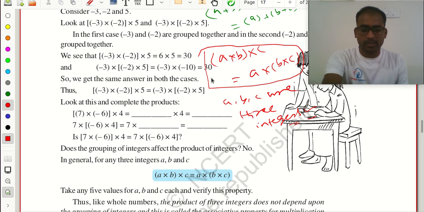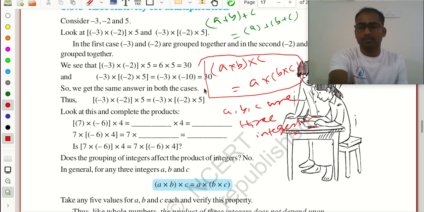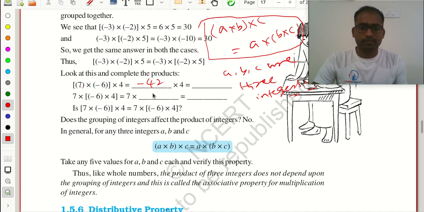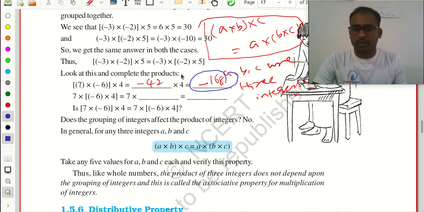So normally, we will check with one example here. We will check with another example. So here 7 multiplied with minus 6 is how much? Minus 42. Sir? Yes. 7 multiplied with minus 6 is how much? Minus 42. Minus 42 is multiplied with 4. Minus 168.